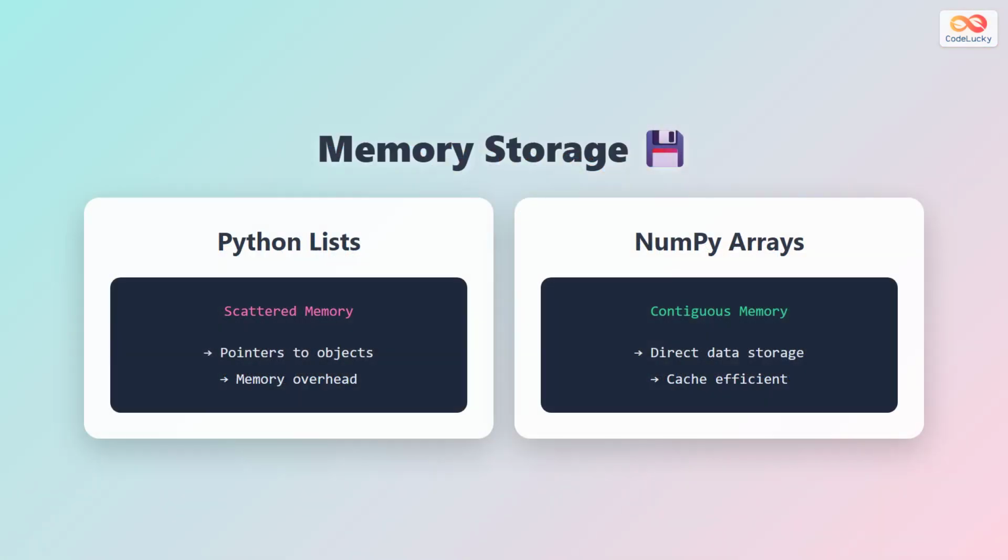The memory storage model is crucial to understanding the performance difference. Python lists use scattered memory, where each element is actually a pointer to an object stored elsewhere in memory. This creates significant memory overhead. NumPy arrays use contiguous memory, storing data directly in sequential memory locations. This makes NumPy arrays much more cache efficient, allowing the processor to access and process data much faster.